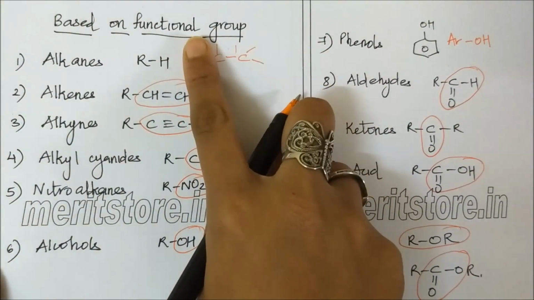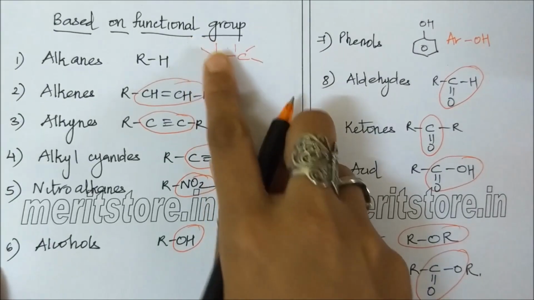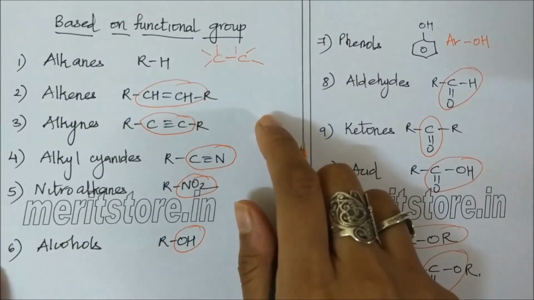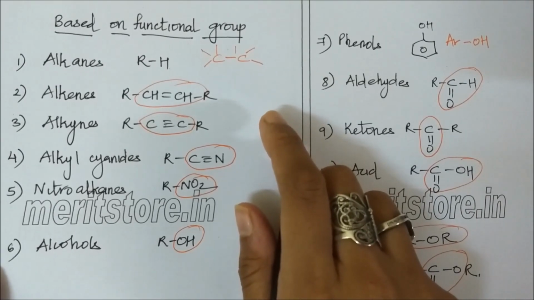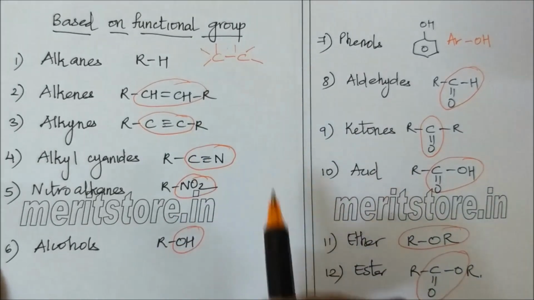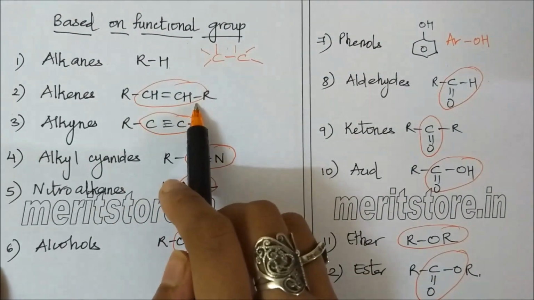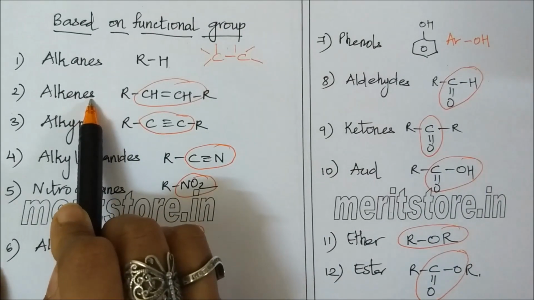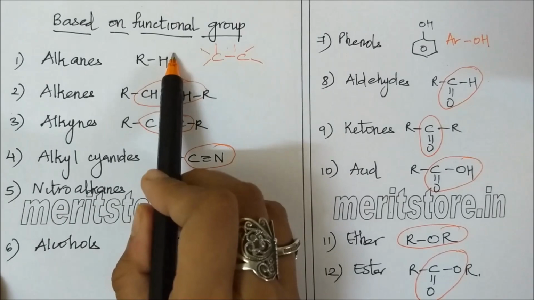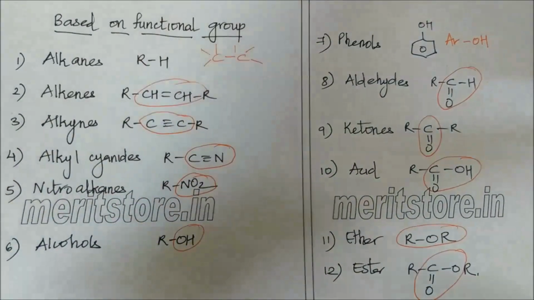A functional group is nothing but an atom or a group of atoms in an organic molecule which determines its characteristic chemical properties. So either an atom or a group of atoms giving this particular class of compounds a specific chemical property is called a functional group.